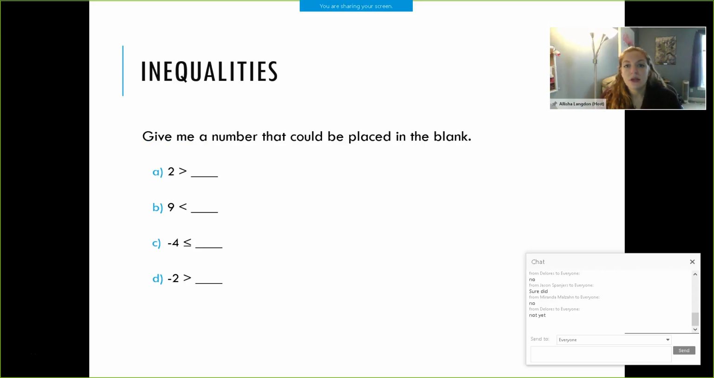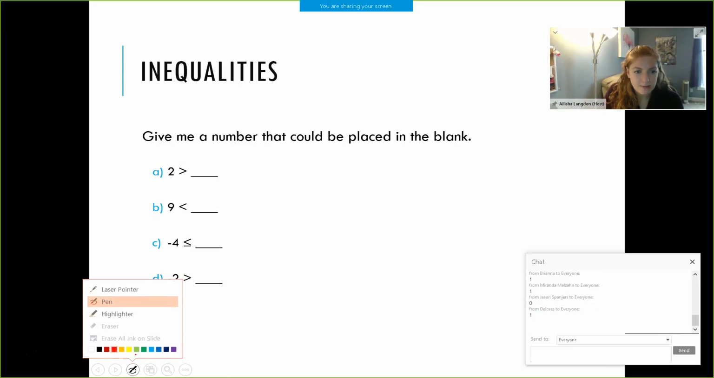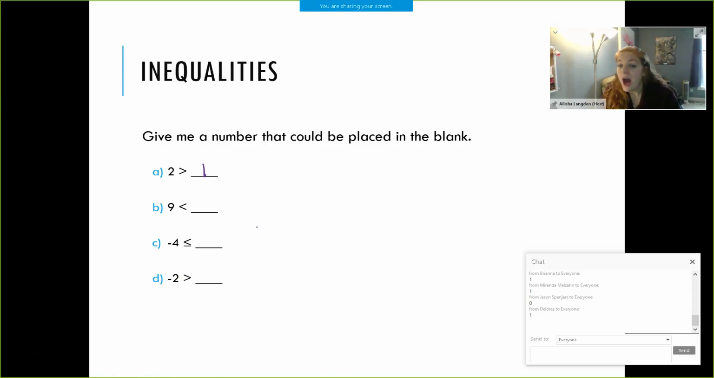Okay, so I want you to go ahead. If you don't have the chat box up, go ahead and put it up for me. But just give me a number that you could place in the blank here. So A, this is going to be 2 is greater than what number? What number could I put there? I could put 1. I could put 0. You bet. 1, 0. I could put -1.